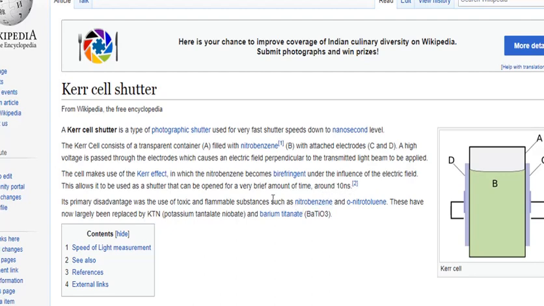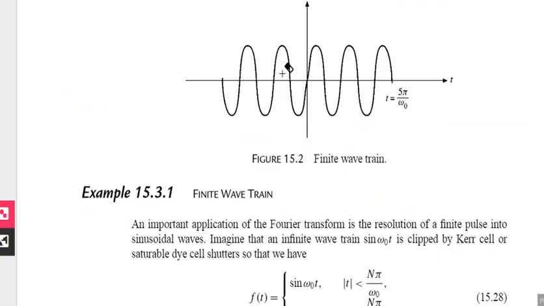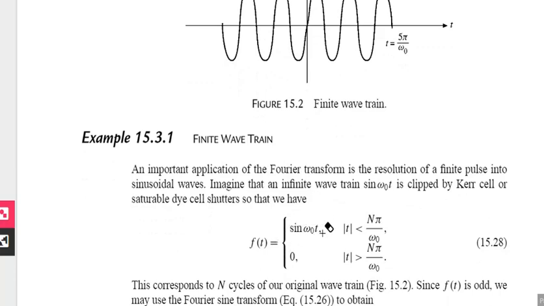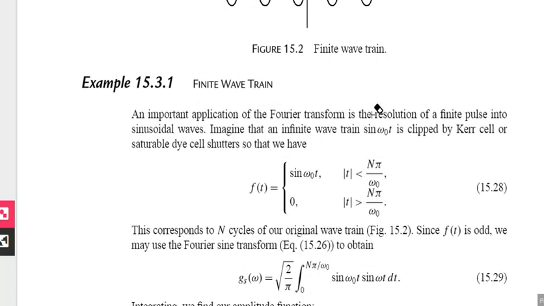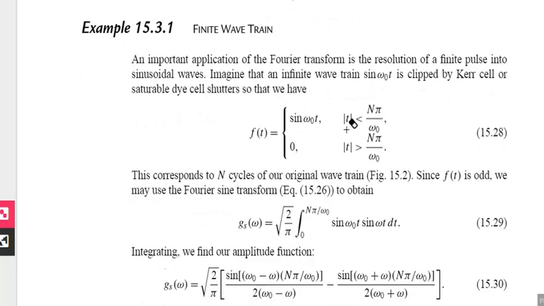So for a brief amount of time the shutter opens, and a small part of the wave train is clipped, sin ω0t for time less than nπ/ω0. For time 5π/ω0 we get 1, 2, 3, 4, 5 waves. So this wave train corresponds to n cycles of our original wave train.